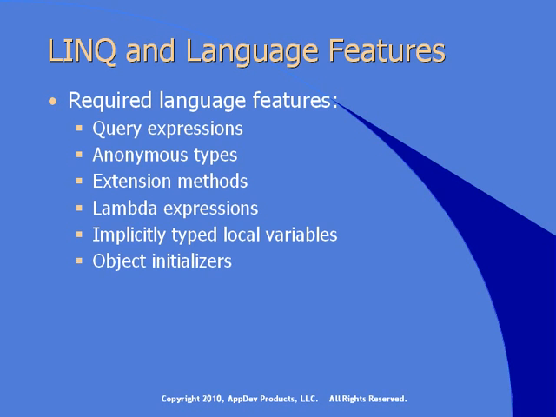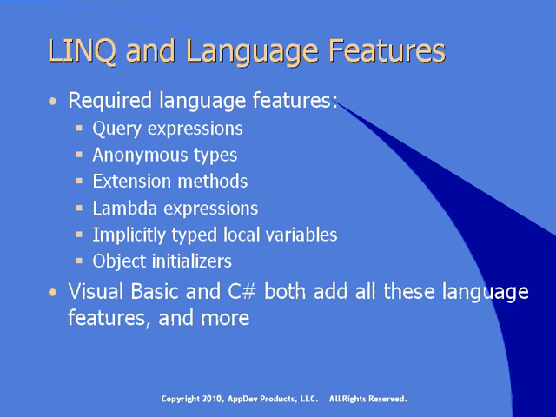Object initializers allow you to specify the initial values of properties of objects even if the constructor for that object doesn't allow you to specify any values. It's a great way to set the value of properties of objects for any object. It's required for LINQ, but it's useful elsewhere as well. Visual Basic and C# both add all these language features, and each of them has a few tricks of their own up their sleeves as well.